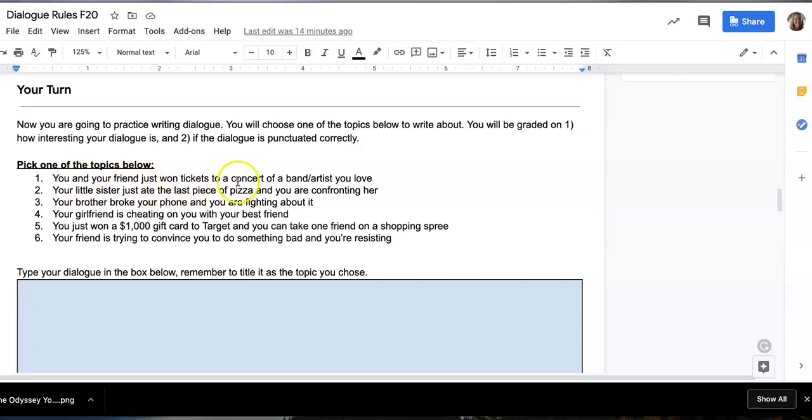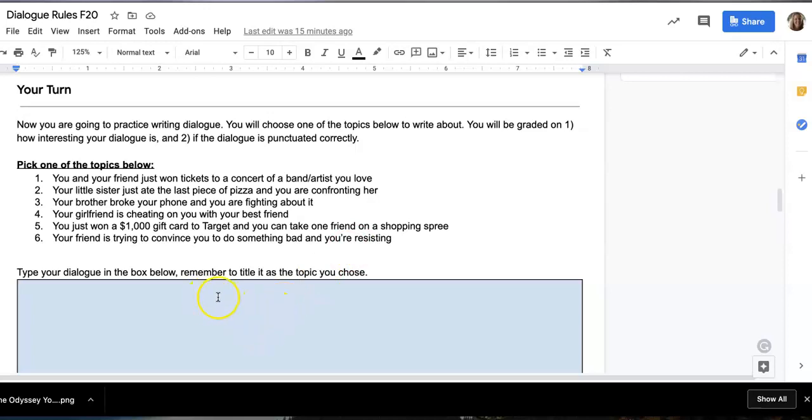One, you and your friend just won tickets to a concert of a band or artist you love. Two, your little sister just ate the last slice of pizza and you were confronting her. Three, your brother broke your phone and you were fighting about it. Four, your girlfriend is cheating on you with your best friend. Five, you just won a $1,000 gift card to Target and you can take one friend on a shopping spree. Six, your friend is trying to convince you to do something bad and you're resisting.